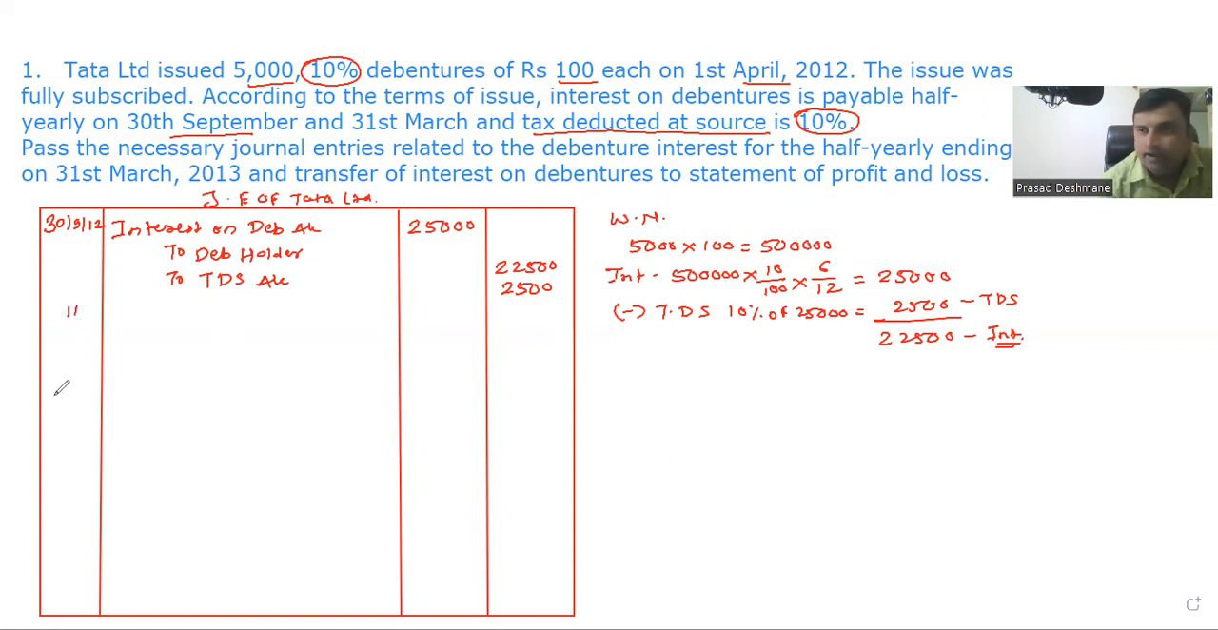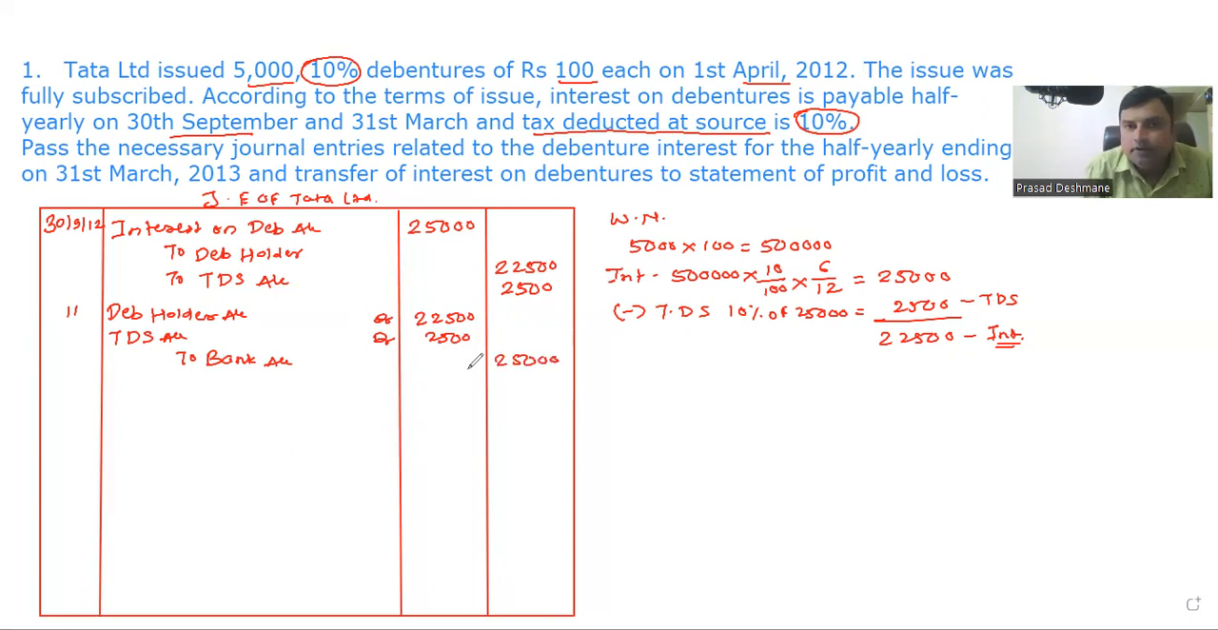Then on the same date we'll make the payment. Now debit the receiver. Who is the receiver? Debenture holder is the receiver. Debenture holder account debit. Government is also a receiver. That's why TDS account debit. To, what is going out? Money is going out. So to bank. Debenture holder will get 22,500. TDS is 2,500. It means this is 25,000. Correct? 22,500, 2,500 and 25,000. This is on 30th September.